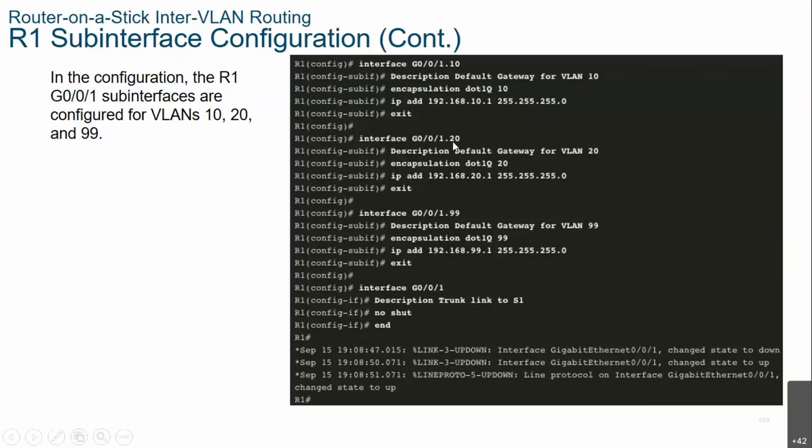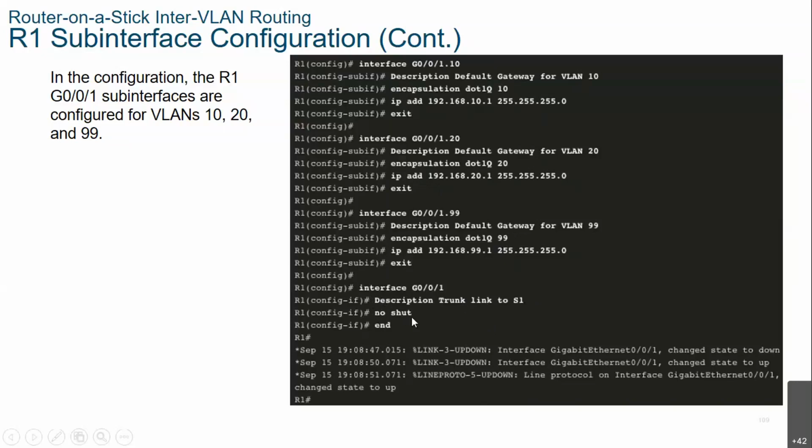G0/0/1.20. Now we are on the second sub-interface, and we give it a description so that we know this is for VLAN 20. Encapsulation dot1q 20, this is the VLAN ID, and then the IP address and mask. Do the same thing for the native VLAN as well. Encapsulation dot1q 99, and then the IP address and the subnet mask. And then the physical interface, just have a description so that you know what it is connected to. This is a trunk link to S1, and don't forget the no shut.